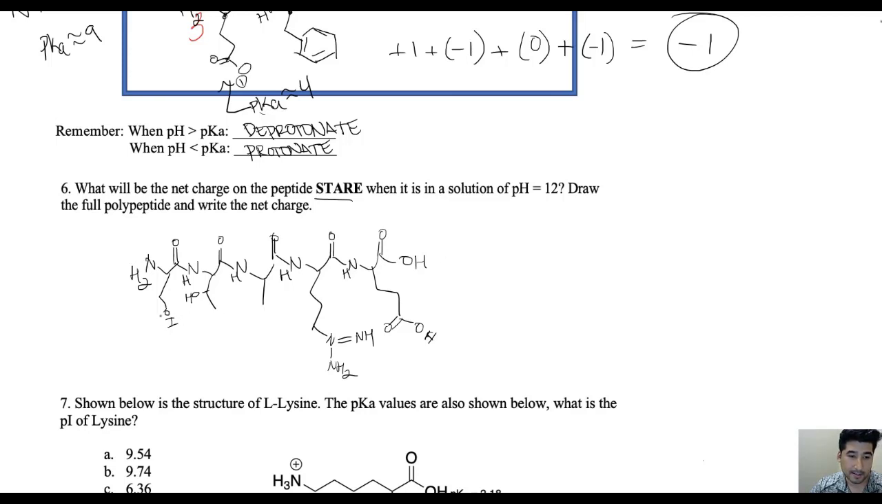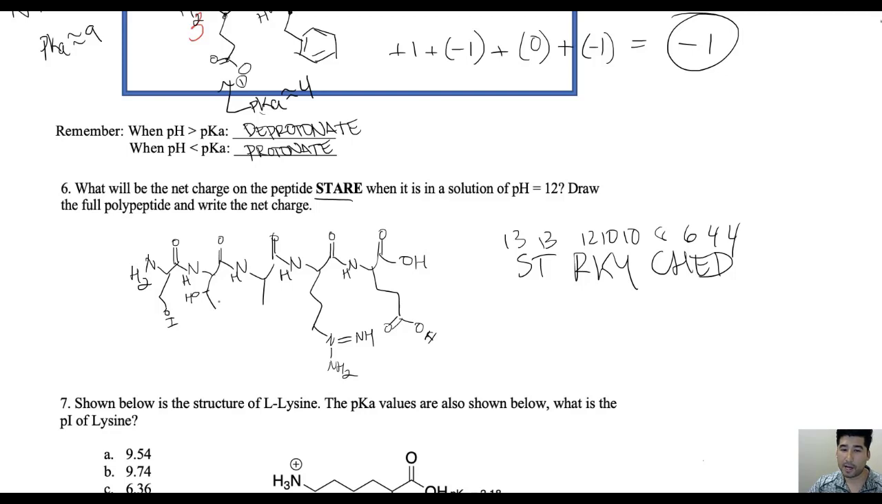The pKa's of serine and threonine are 13. So if you remember St. Rocky Ched, 13, 13, 12, 10, 10, 8, 6, 4, 4. The pKa's of serine and threonine are 13, and the pH is 12. When the pH is less than the pKa, you protonate, but with alcohols, you do not protonate them any further.